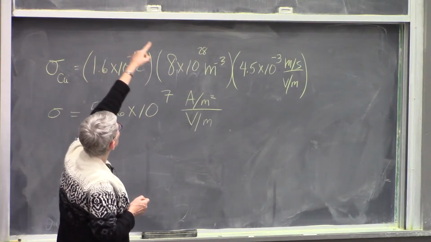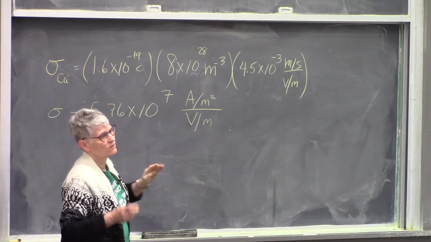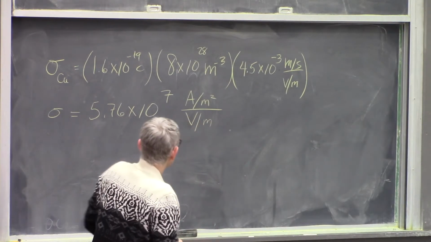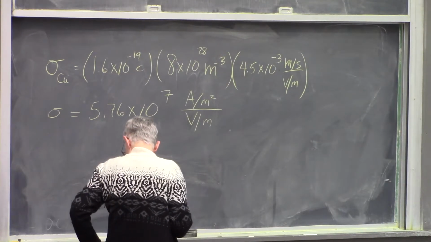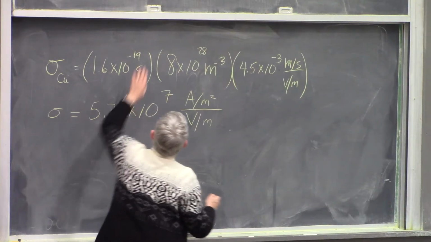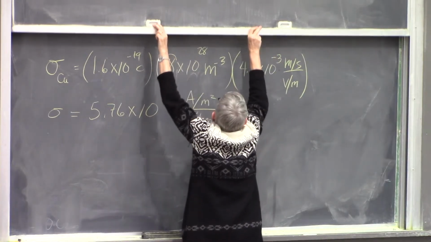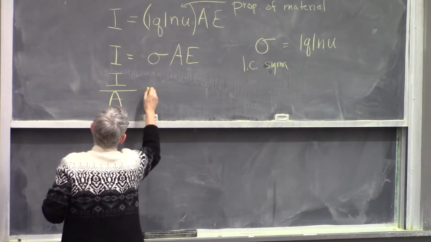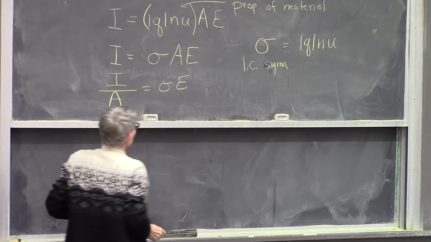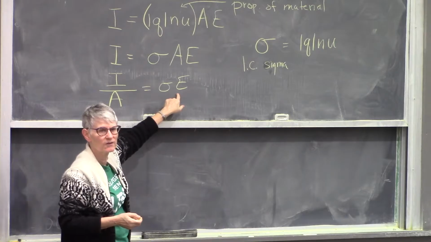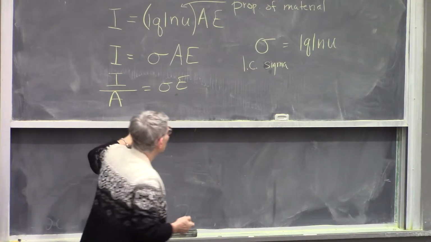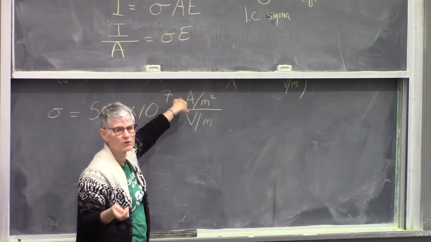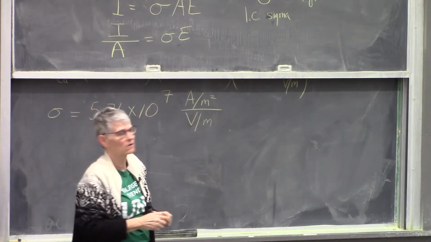Now, since this equation for conventional current has not only the conductivity but the cross-sectional area of the conductor, sometimes people actually rearrange this and write the current per square meter is just equal to the conductivity times the electric field. And that's why we have in the units for conductivity amperes per square meter, and that's referring to the cross section of the conductor.